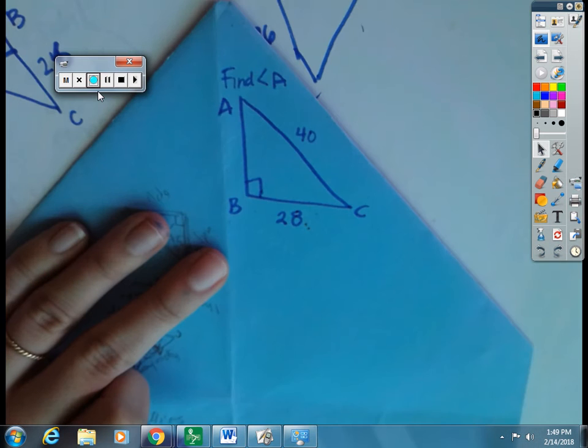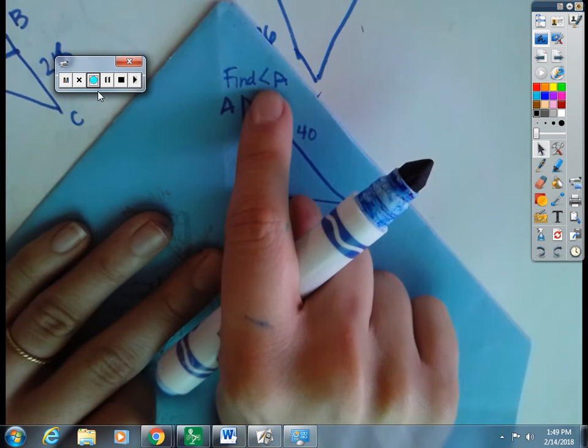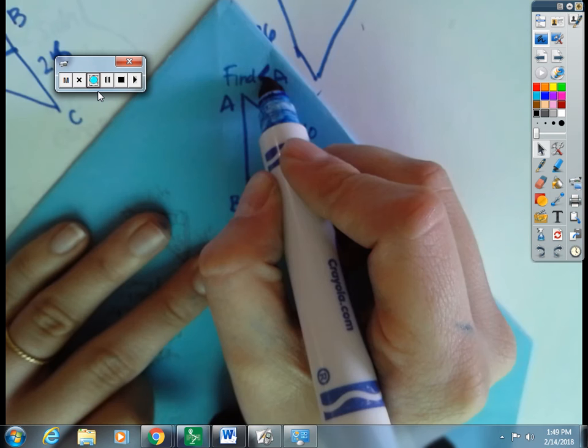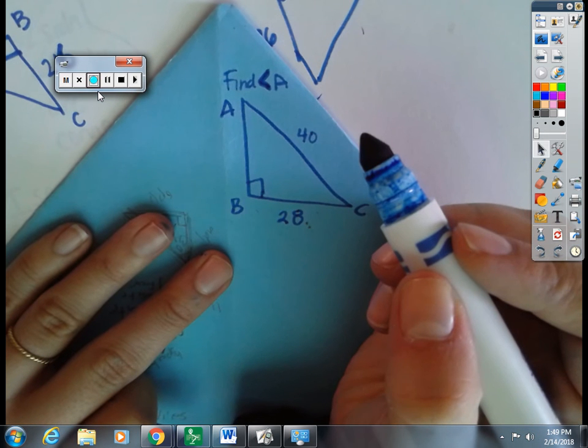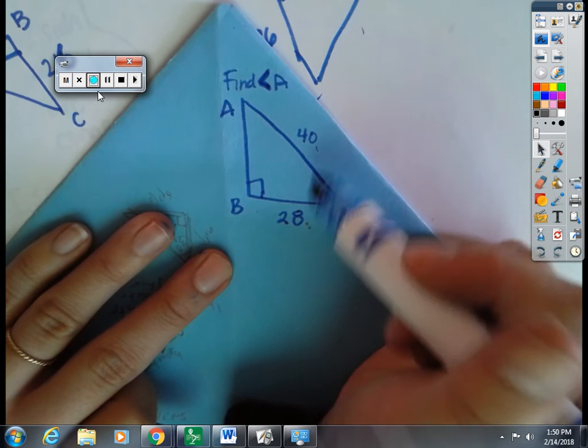Okay, so they'll give you a right triangle. They'll tell you which angle to find. That little symbol right there, where you see this, means angle. So that's how you know you're solving for an angle. And they'll give you two side lengths.